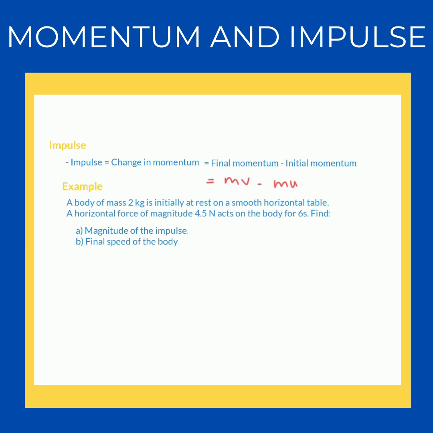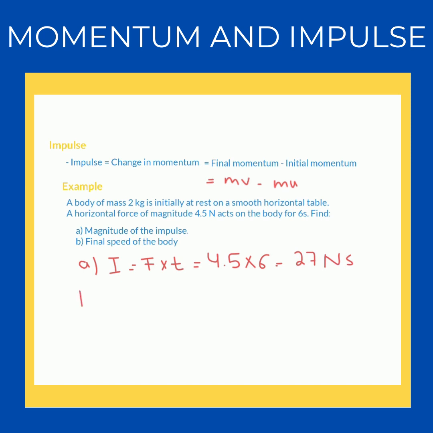So in part A, the magnitude of the impulse, so I, is equal to force times t, so it's equal to 4.5 newtons times 6, and the answer is equal to 27, and the unit is newton seconds.